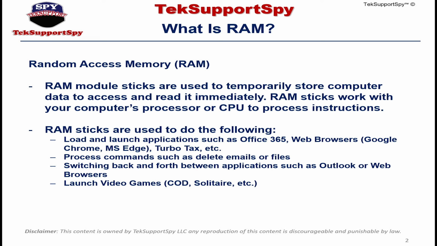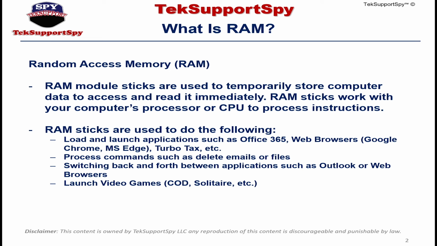So your RAM sticks work with your CPU. That's why gamers require 16 gigs of memory, or even 20 or 32 gigs, because it has to work with the processor to process those high-end games. If you are a video editor, that's why you need a lot of RAM, because it also has to help your processor work with heavy applications like Adobe Premiere or Adobe Photoshop.